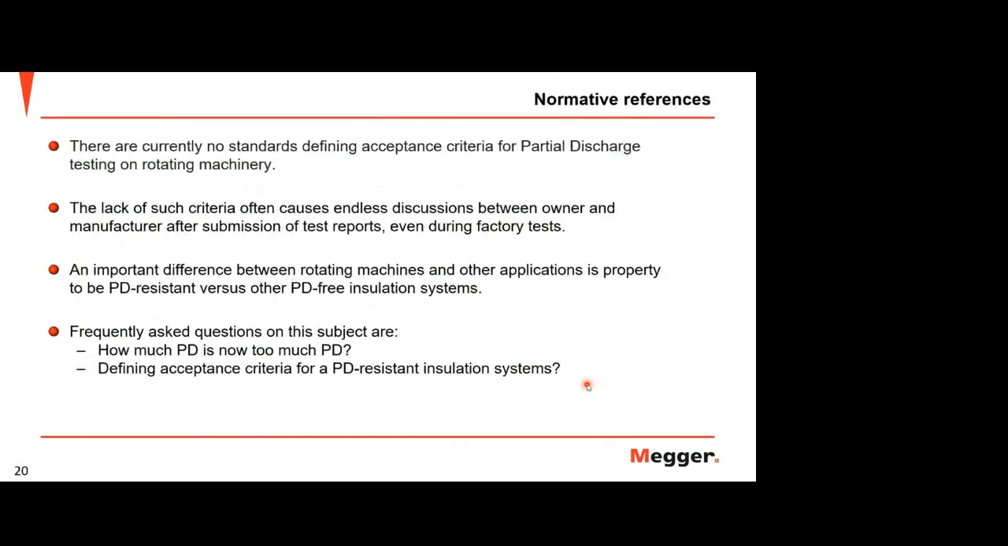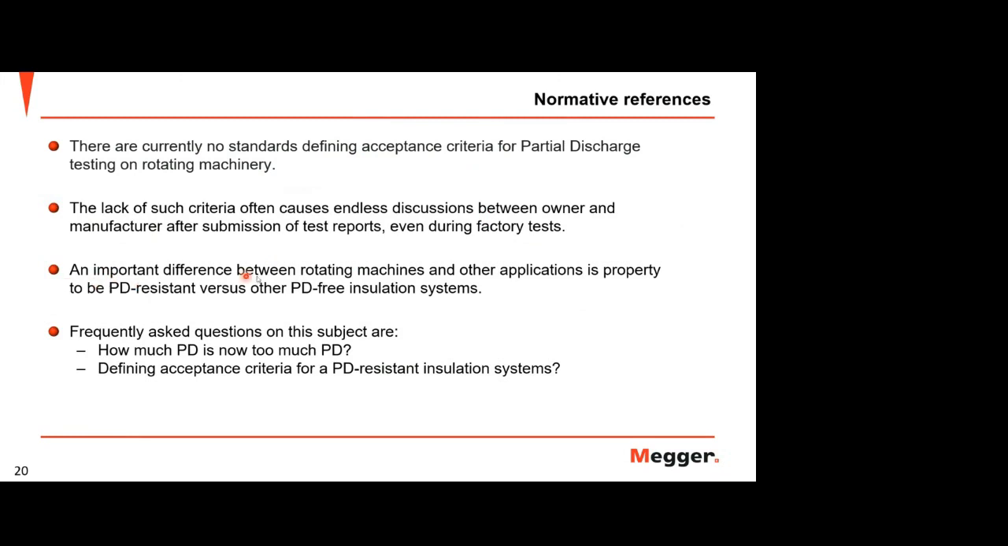And this is some normative reference. You can use this information as your reference. There are currently no standards defining acceptance criteria for partial discharge on rotating machines. To be honest, the lack of such criteria often causes endless discussion between the owner and manufacturer, or maybe the service engineer on the test, to make the test report, even during factory test. So someone argues this value, another one argues another value. So this is because there is no standard defining acceptance criteria.